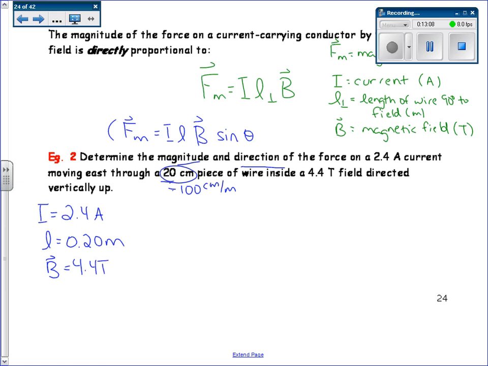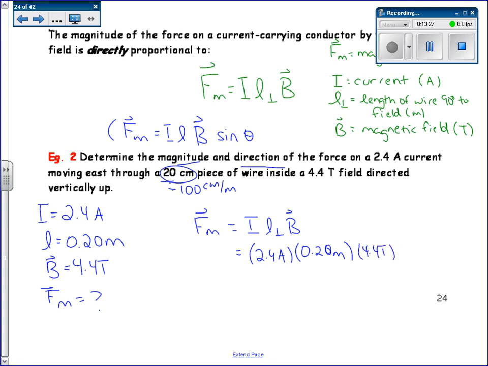So we'll deal with the magnitude of the force first. So Fm equals ILB, which is 2.4 amps for the current, 0.20 meters for the length of the wire, and then 4.4 Teslas for the field. Okay, and that gives us a magnetic force strength of 2.1 newtons. And then we need to use our left-hand rule to figure out the direction of the force.